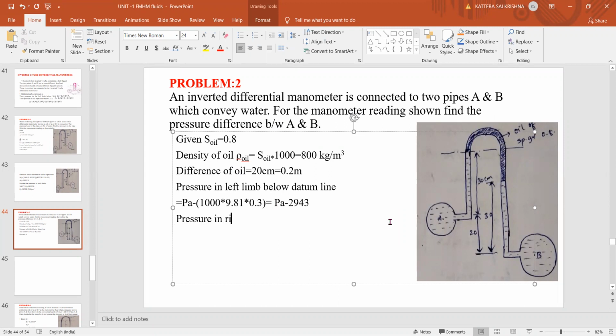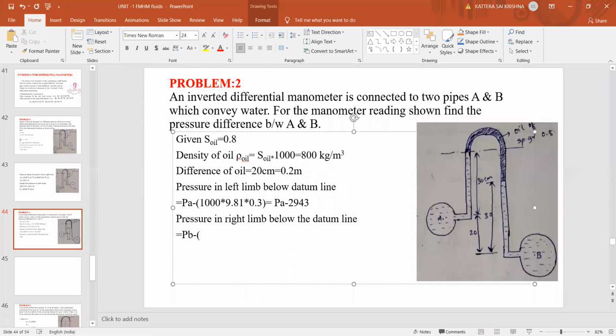Pressure in the right limb below the datum line. So below the datum line, how many pressures are available here? Three. One is pressure PB. Next is the pressure because of this height of 30 centimeters, and one is because of this oil of 20 centimeters, which we already found out. The difference of oil pressure length is 20 centimeters. Right, so please write down the equation.